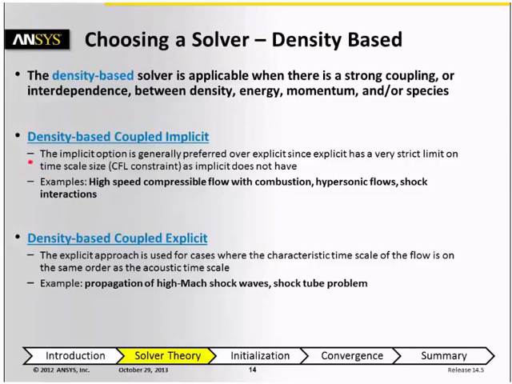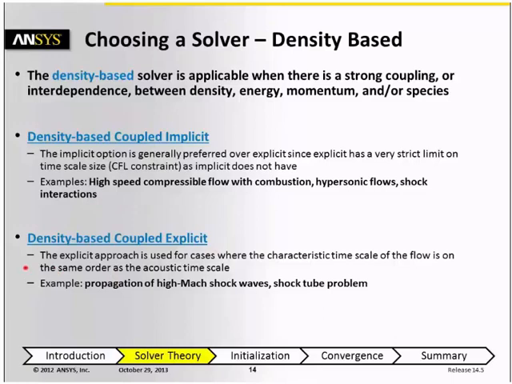The implicit option is generally preferred over the explicit option because the explicit option has a very strict limit on the timescale size that you can use because of CFL constraints, which there's not such a constraint for the implicit option. Examples where you would use the density-based implicit solver include high-speed compressible flows with combustion, hypersonic flows, or flows with shock interactions.